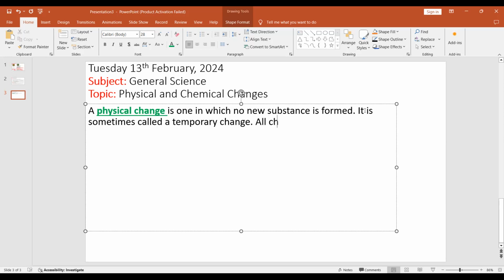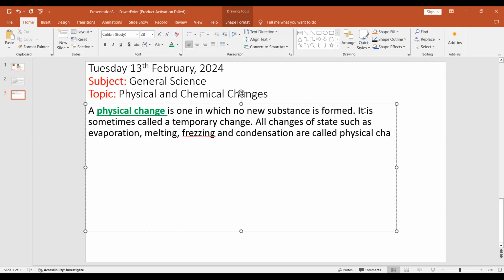All changes of state, such as evaporation, melting, freezing, and condensation, are called physical changes.